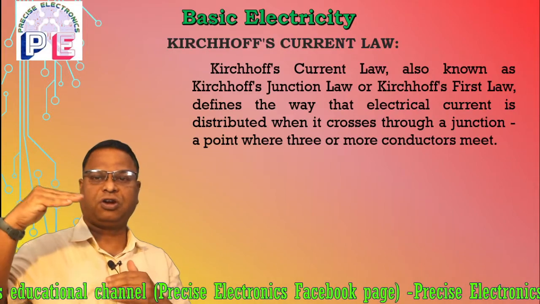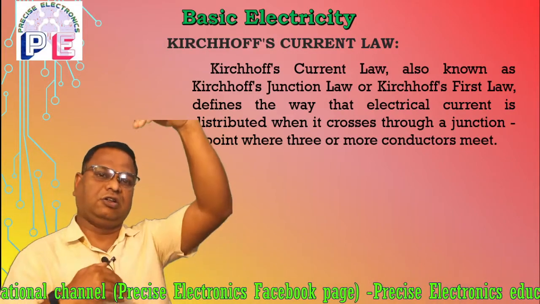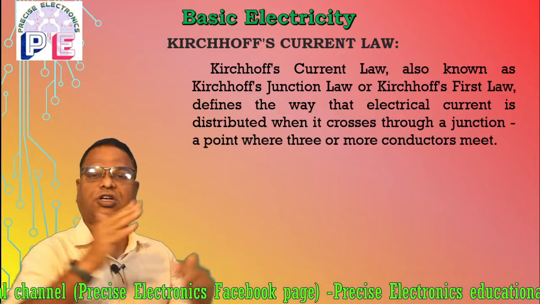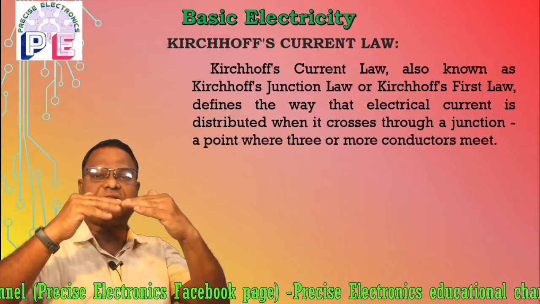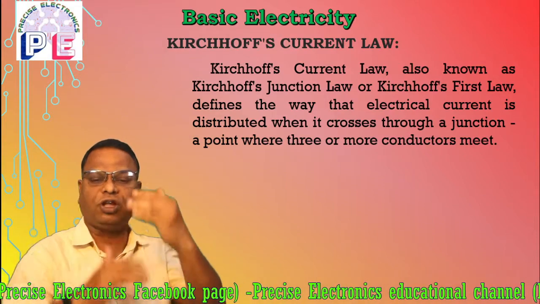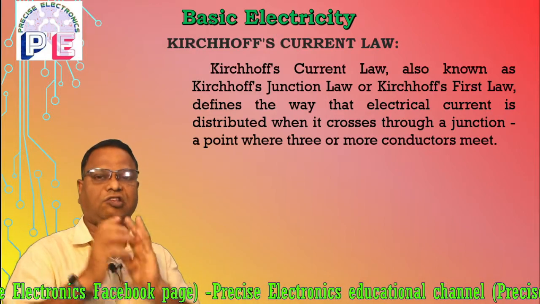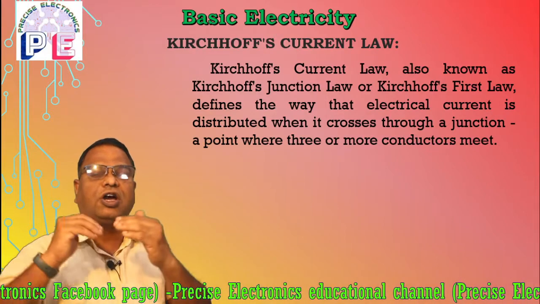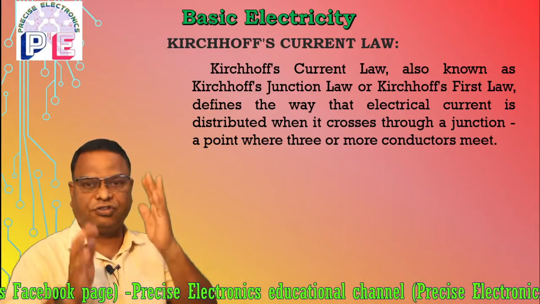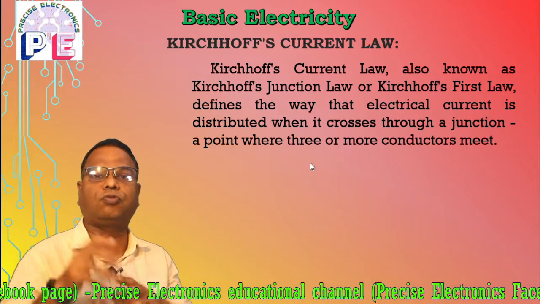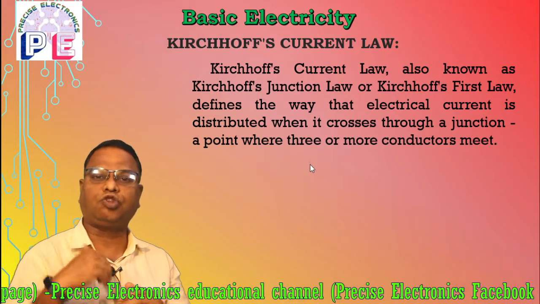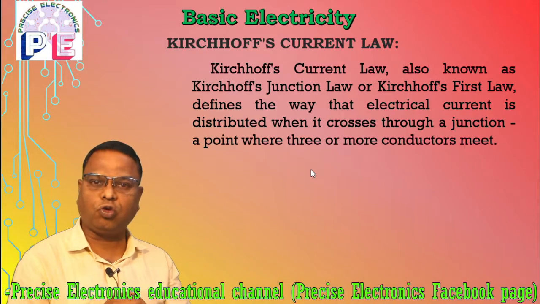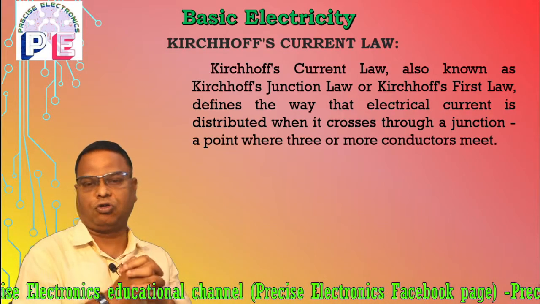Suppose this is one conductor, this is another conductor, this is one more conductor, and this is one more conductor. All these conductors meet at a point, at the node, and this node is known as a junction. This law gives how the current is distributed at the junction. It is known as Kirchhoff's first law, Kirchhoff's current law, and also Kirchhoff's junction law.